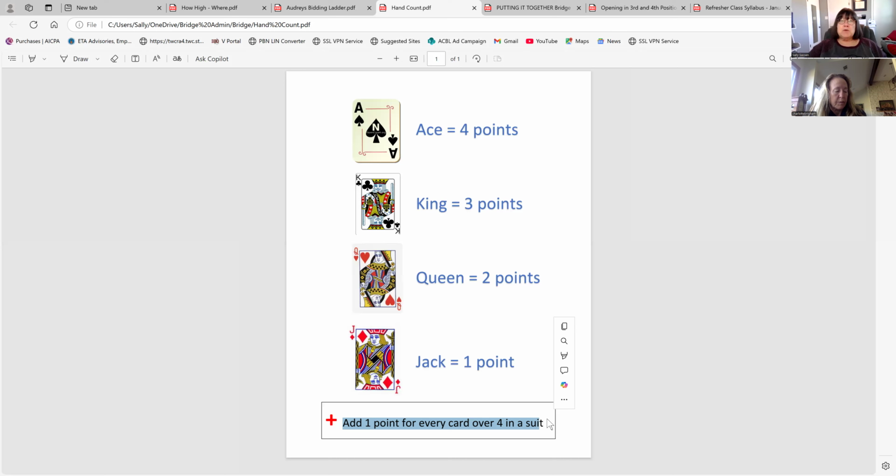And I want to mention just one other thing while we're here. The ace, king, queen, jack are the only ones that we assign an actual point to. But there are actually 5 cards, including the 10, that are what we call honors. And a lot of times we talk about the fact that you need to have a certain number of honors to make a bid. Well, honors include ace, king, queen, jack, and the 10.